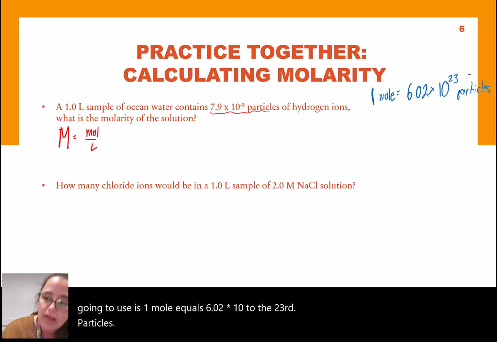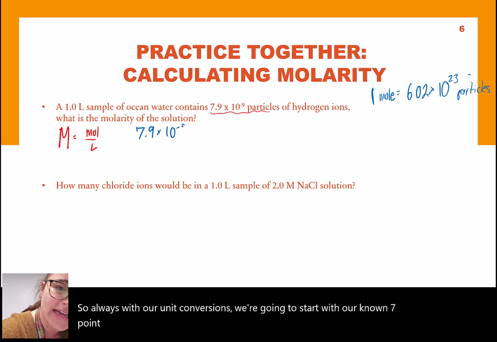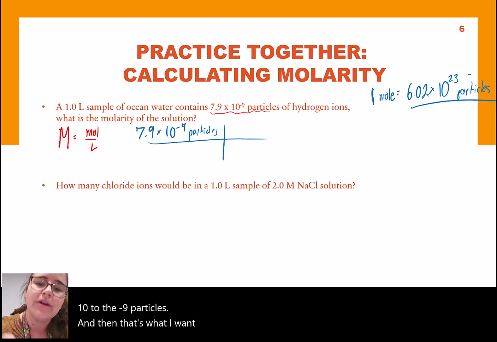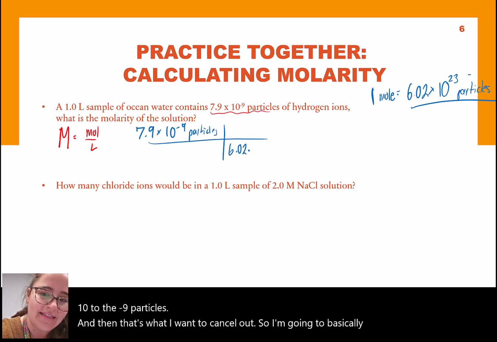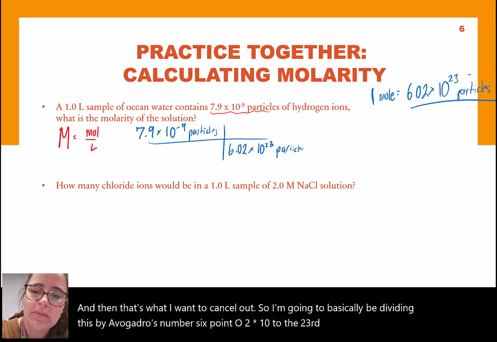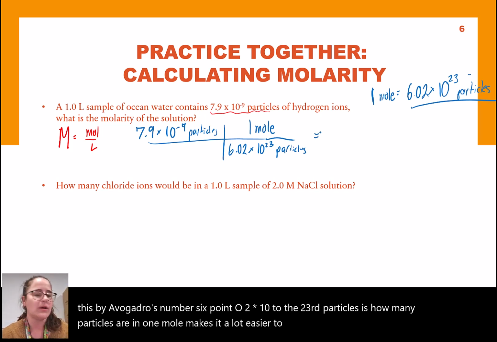Like always with our unit conversions, we're going to start with our known, 7.9 times 10 to the negative 9 particles. And that's what I want to cancel out. So I'm going to basically be dividing this by Avogadro's number. 6.02 times 10 to the 23rd particles is how many particles are in 1 mole. Makes it a lot easier to count. Okay, so let's go ahead and plug that into our calculator.